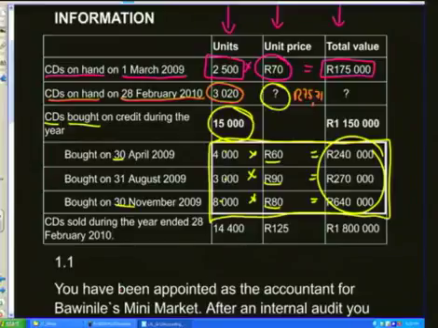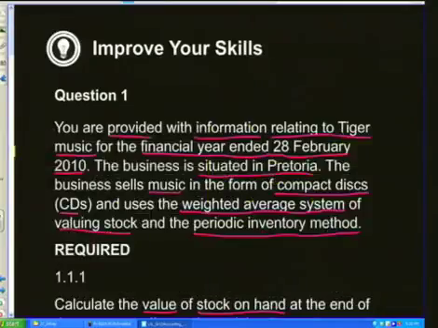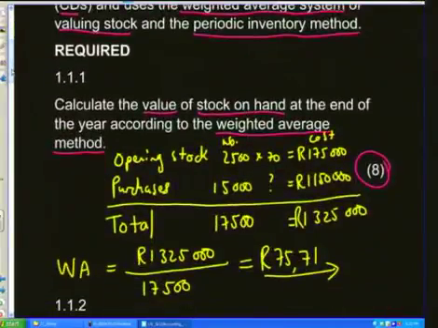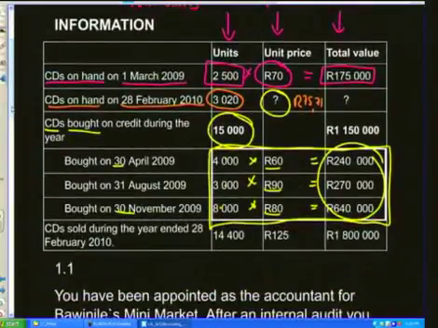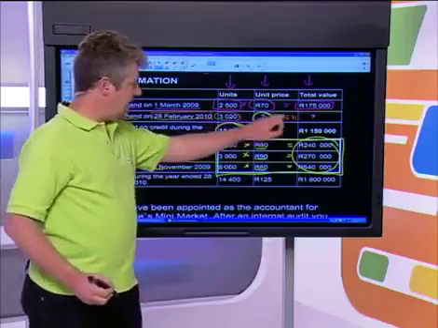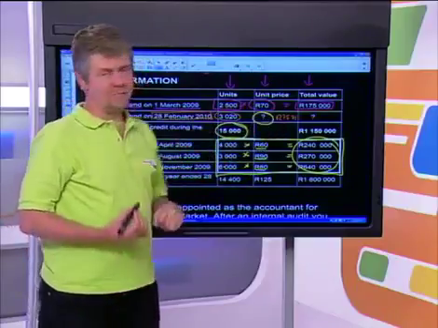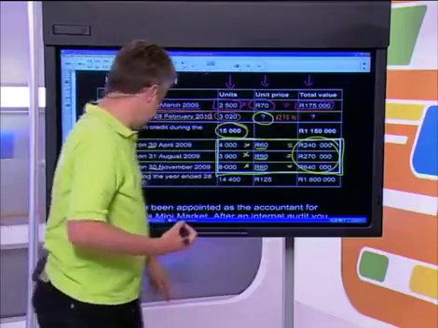So if we now want the total value, remember what the question originally asked, the question actually asked us the value of the stock on hand. In other words, the value of the stock at the end of the year. They want to know the value of these 3,020 CDs that we have on hand at the end of the year, 28th of February 2010. Very easy. All we have to do is take this weighted average and multiply it by the number of units, times by 3020.